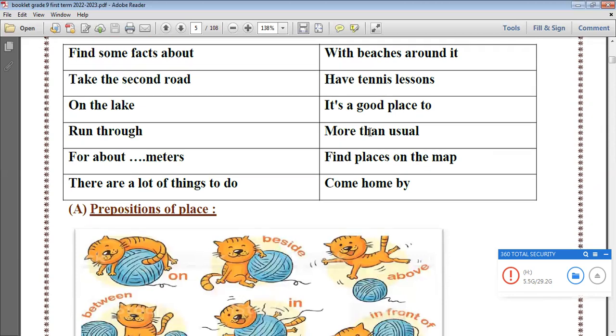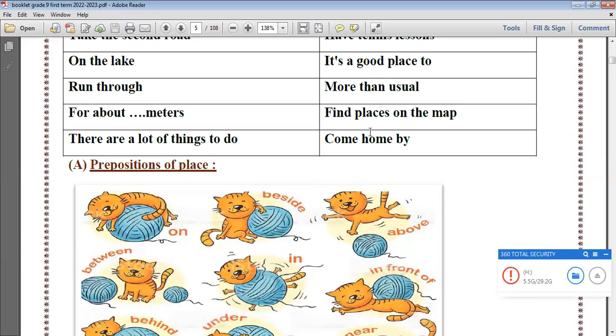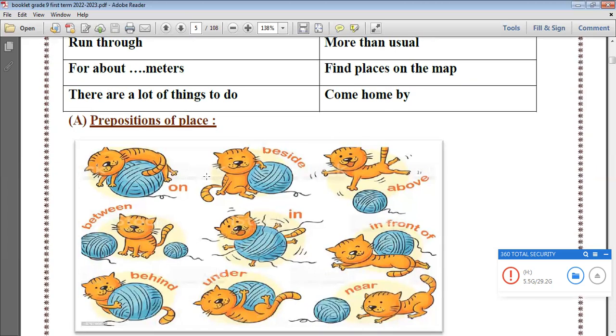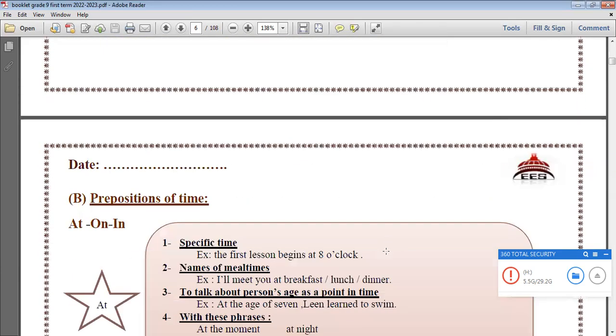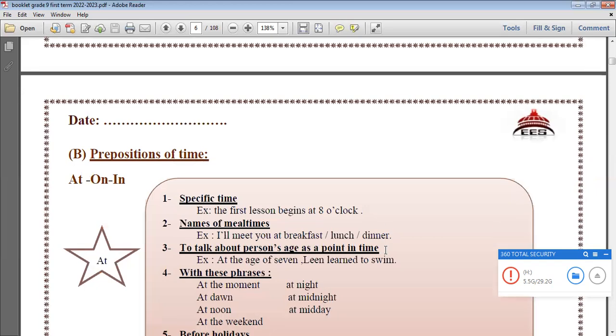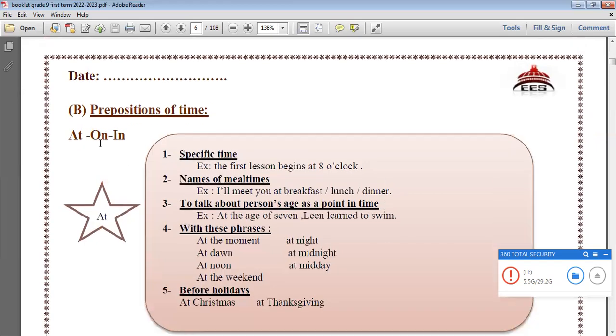The grammatical point here is the prepositions of place and prepositions of time. Prepositions of place, it's easy actually, and you studied this before in previous years. We can say on, beside, above, between, in front of, behind, under, near. So you know all of this. And also for the prepositions of time, we have at, on, and in.